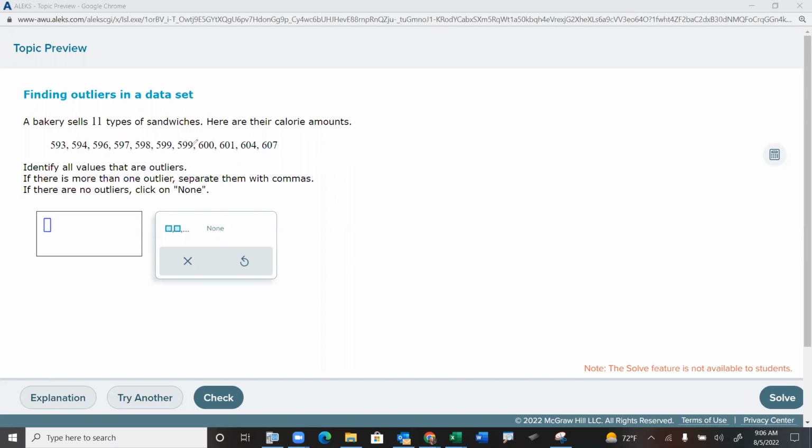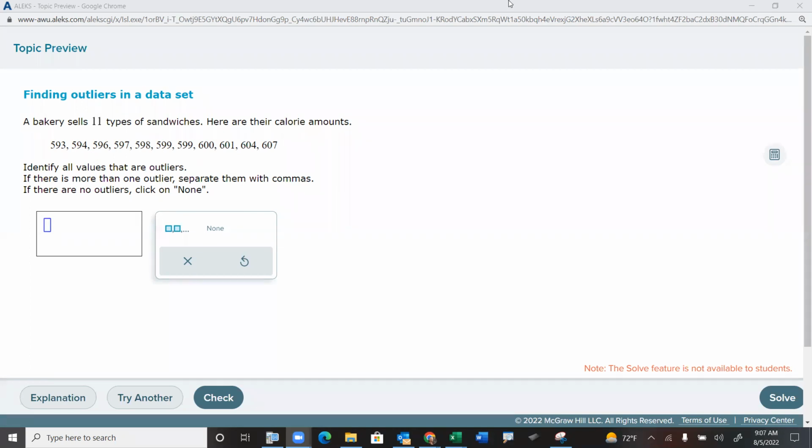Okay, so a bakery sells 11 types of sandwiches. Here are their calorie counts. Looks like they're in order from smallest to largest, so that's cool. Okay, so 593, and then we only go up by one, by two, by one, by one calorie, by zero, by one, by three, by three. There's nothing extraordinary here. It's not like, hey, there's a 300 calorie sandwich. Whoa, that's unusually low. Or, hey, there's a 700 calorie sandwich. Okay, I only need 3 of those for the day. I've got all my calories. So we would say none for that one.